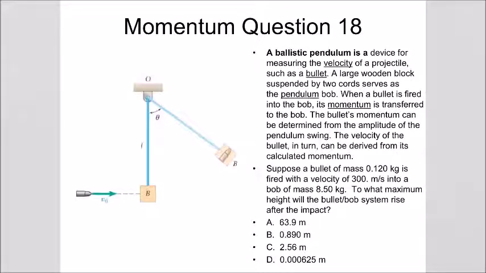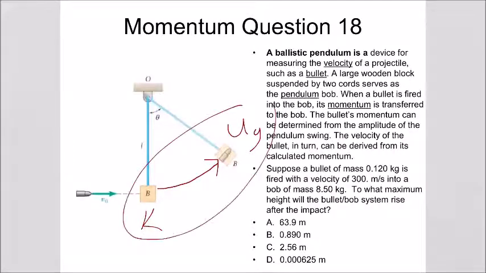So here's the deal. The bullet hits the bob. A lot of the kinetic energy is converted to heat, sound, and so on. But the bullet bob system still has some kinetic energy. After that collision, the kinetic energy here, as the bob swings, is converted to gravitational potential energy. We're going to assume that from that point on, all of the kinetic energy that's left is converted to gravitational potential energy. So first of all, we need to know how much kinetic energy was there at that point.